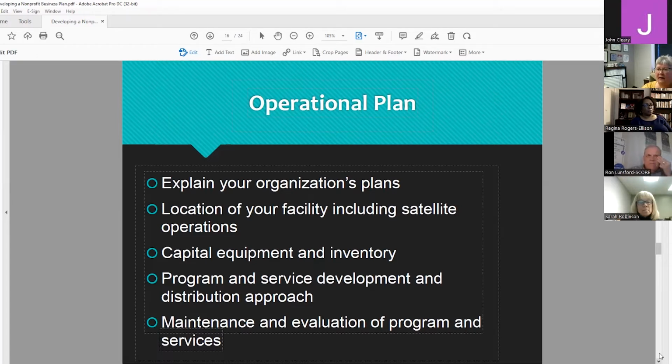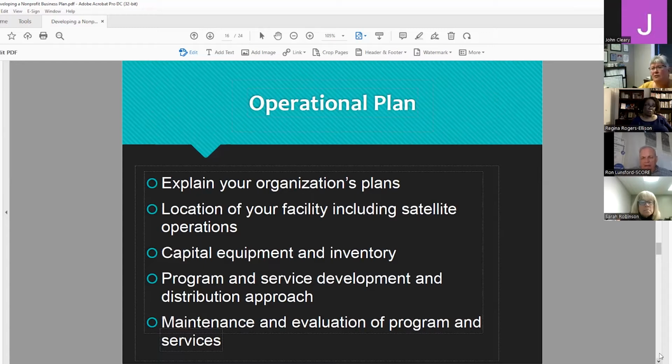And then how will you distribute that service? Will you be out there on the streets with a truck handing out goods? Will you be offering services Monday through Friday from 10 to 2? Everything that you can possibly think about in regards to how you issue that service and how you distribute products or how you distribute that service, you'll write about that in this section.